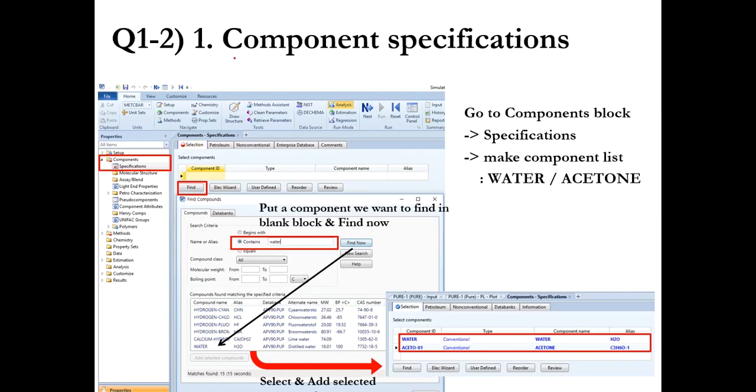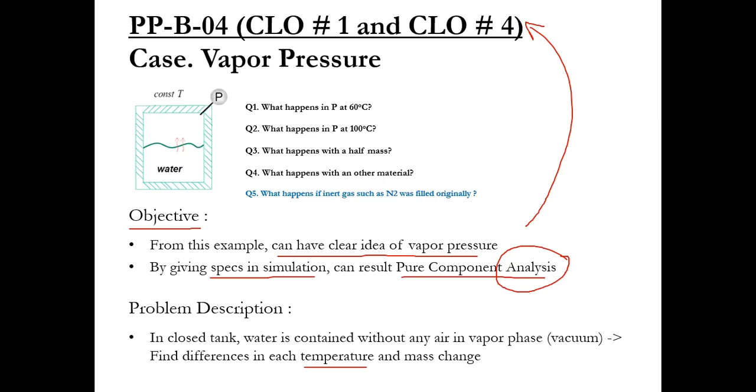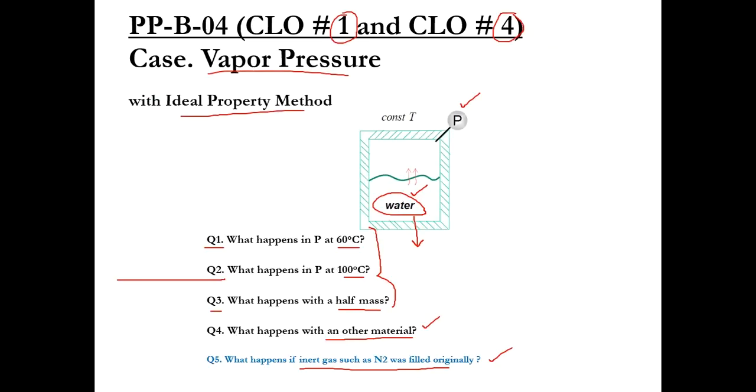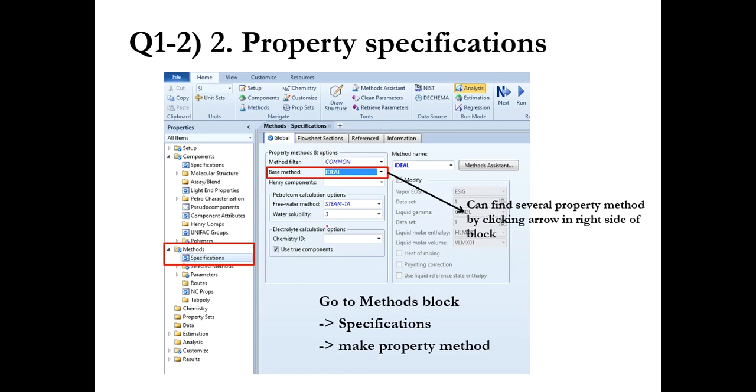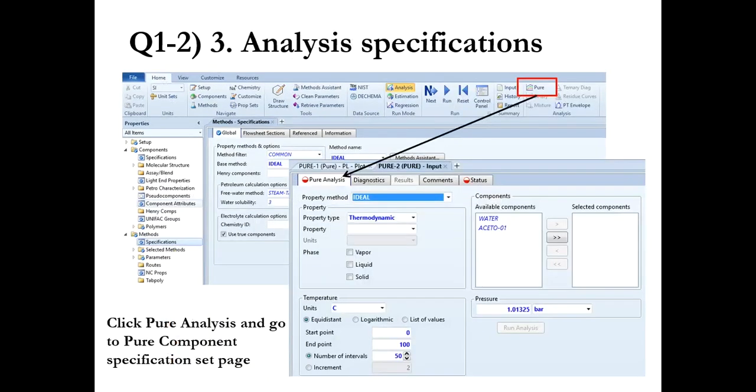Our first task is to specify the components, and we will specify water and acetone. We can also specify nitrogen at this stage, and we will specify it because nitrogen is also involved. So water is for our first three questions and question number 5 as well, acetone for question number 4, and nitrogen for question number 5. And then we will select the ideal property method as we have discussed before.